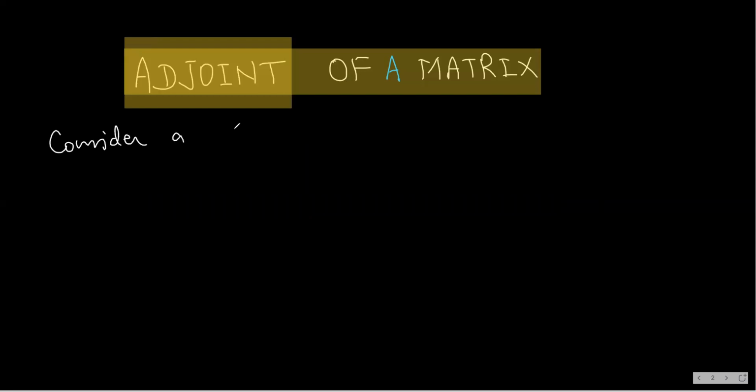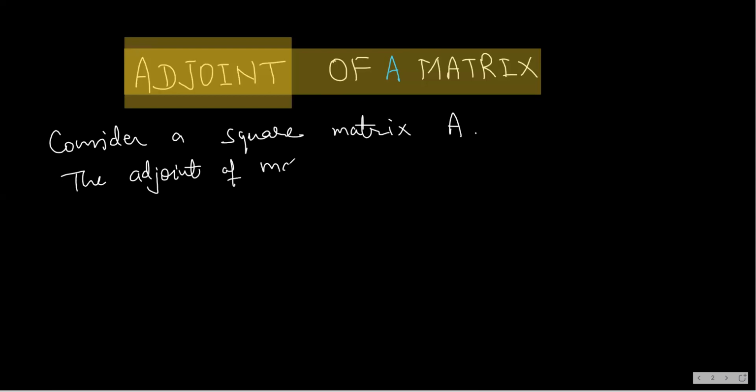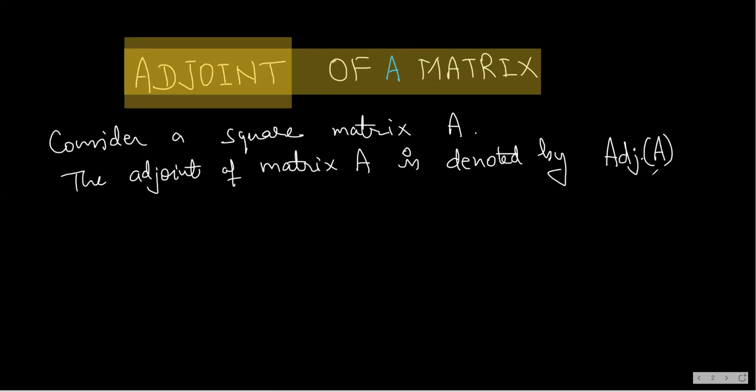Consider a square matrix A. Then the adjoint of matrix A is denoted by ADJ A. Adjoint of matrix A is denoted by ADJ A.